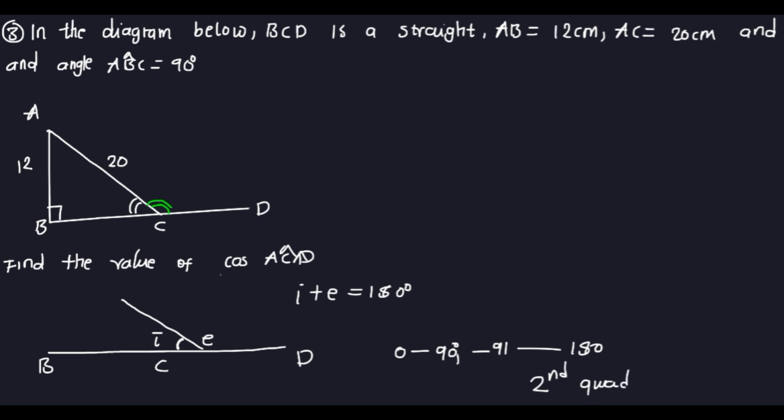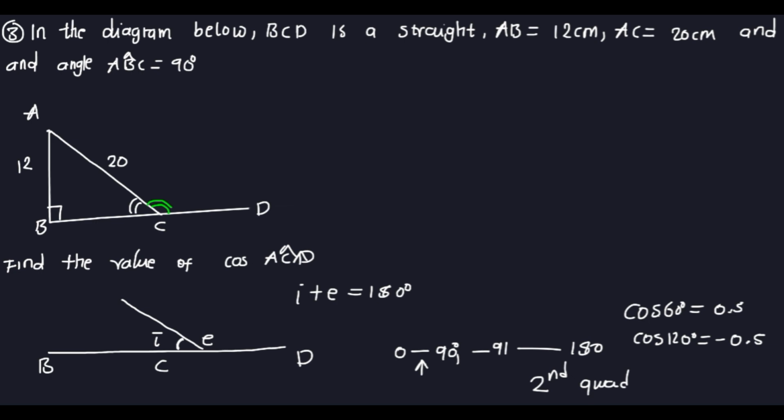Now since we are dealing with cos, for the first part, the first angle, cos is positive. Then in the second quadrant, cos is negative. Remember we said that cos 60 is equal to 0.5, or half. Now if we subtract this 60 from 180, cos 120 will give us negative 0.5.